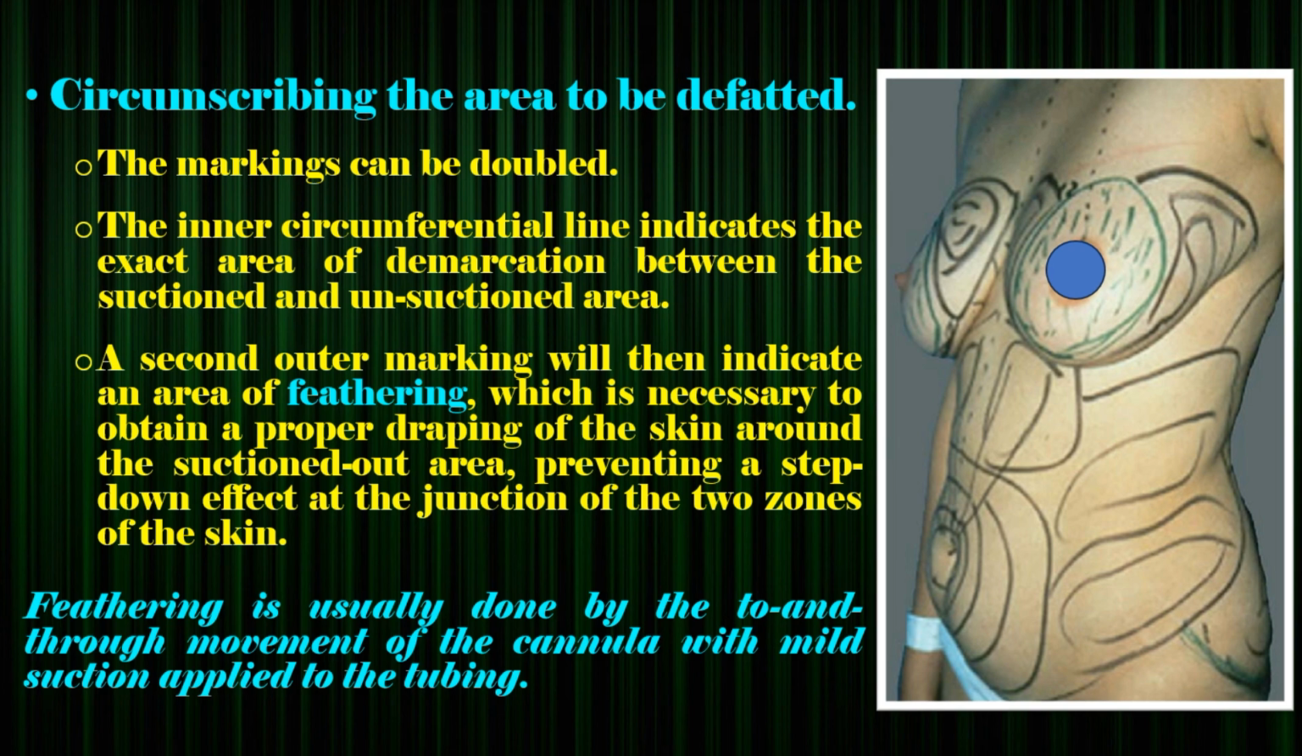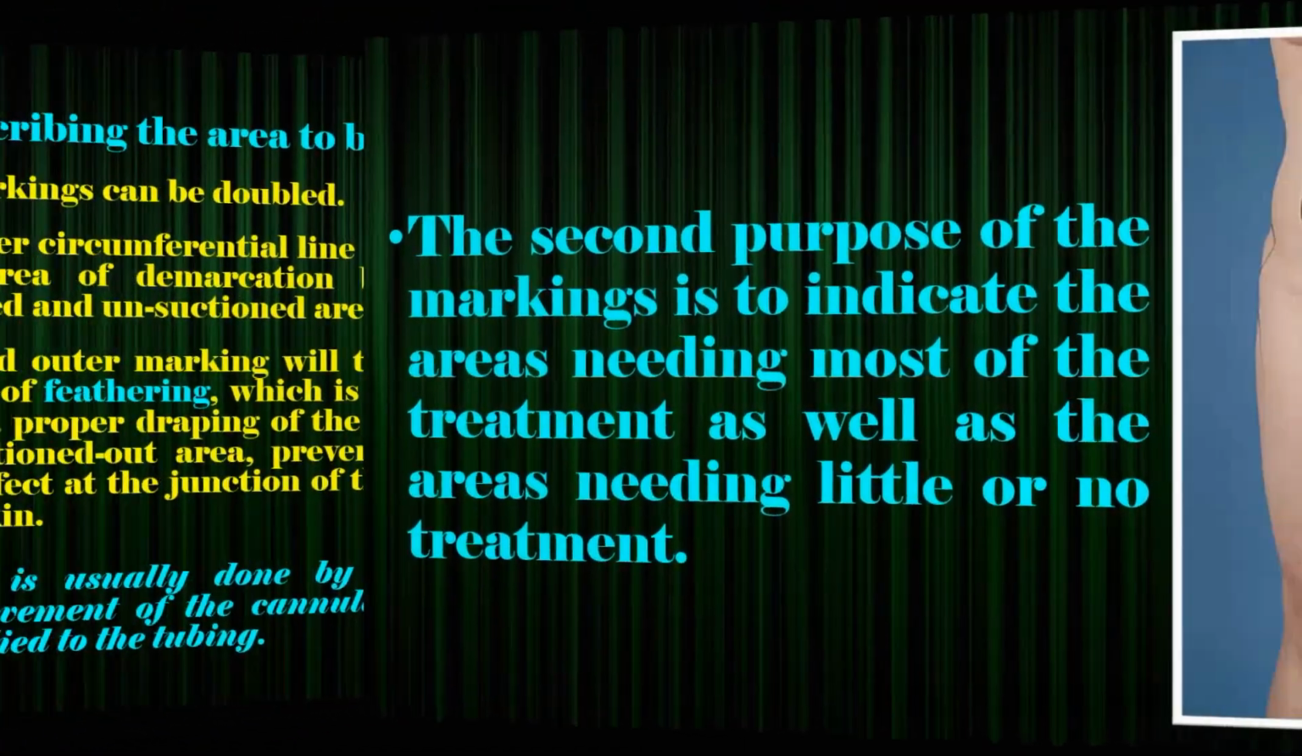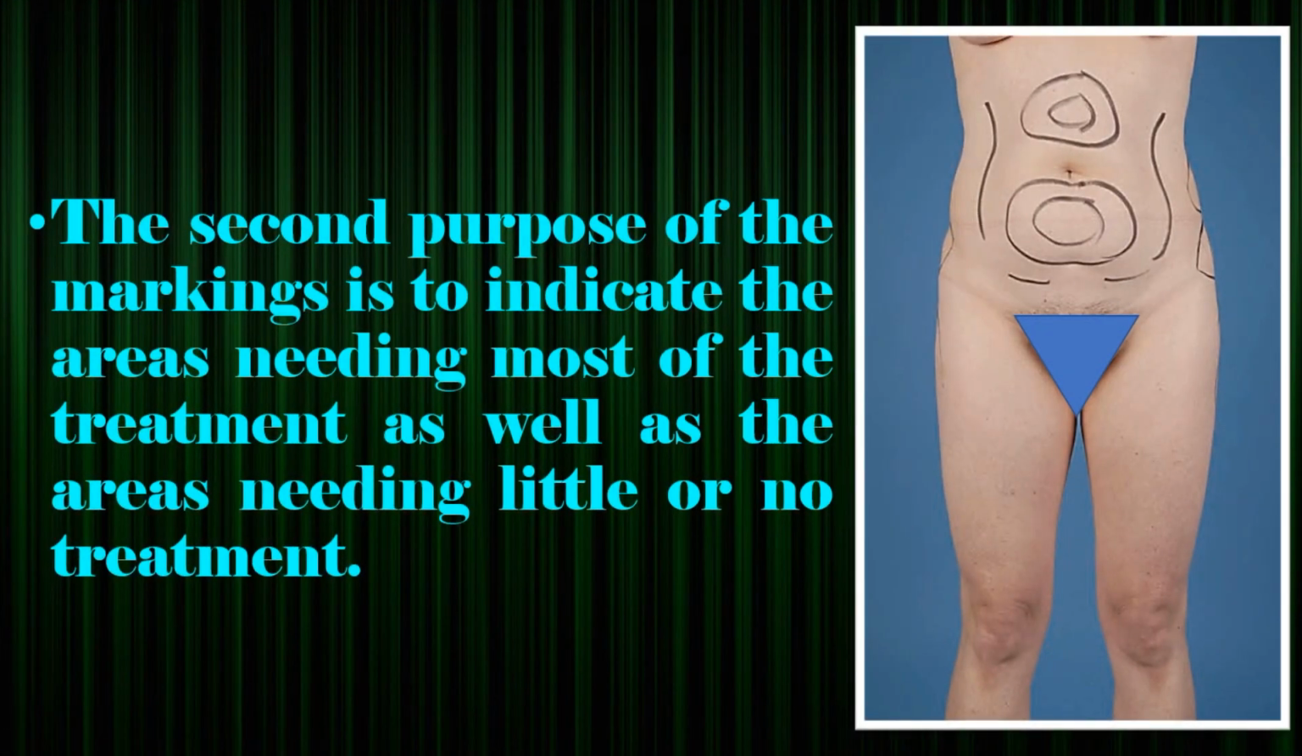A second outer marking will then indicate an area of feathering, which is necessary to obtain a proper draping of the skin around the suctioned out area, preventing a step-down effect at the junction of the 2 zones of the skin. Feathering is usually done by the to-and-through movement of the cannula with mild suction applied to the tubing. The second purpose of the markings is to indicate the areas needing most of the treatment as well as the areas needing little or no treatment.